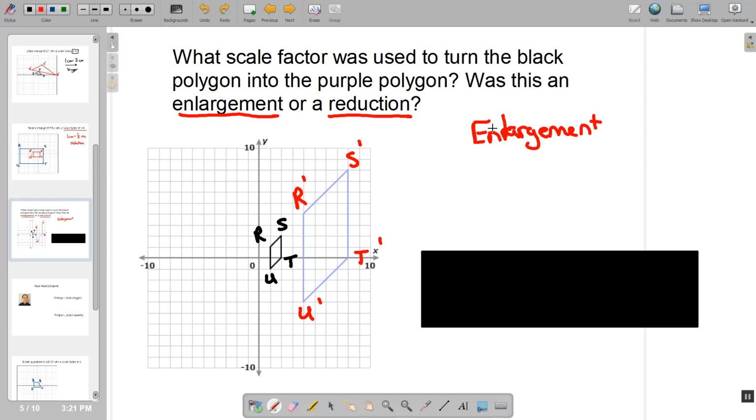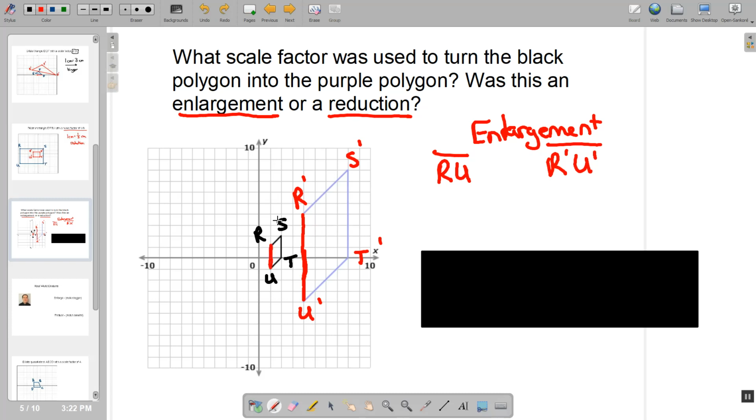Now, in order to figure it out, there are a bunch of different ways to look at this problem. But what I like to do is look at specific side lengths. And you only have to look at corresponding side lengths for each shape one time. So I noticed that side RU should match up to R prime U prime. So this should tell us what the scale factor is.